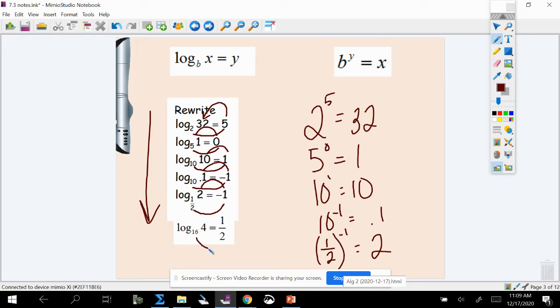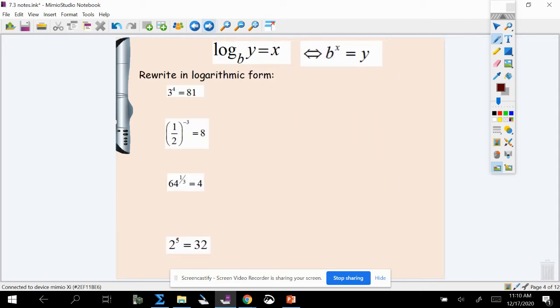And then 16 to the 1/2 power equals 4. You may remember, hopefully you remember, that the 1/2 power is the same as saying the square root. So 16 to the 1/2 power equals 4 should make sense because the square root of 16 is 4. So we can take anything in log form and write it in exponent form. We can also do it in reverse. We can take anything that's written in exponential form, and we can write it in log form.